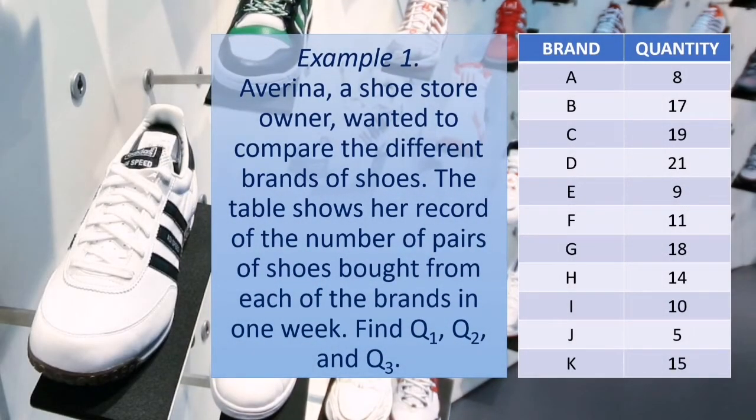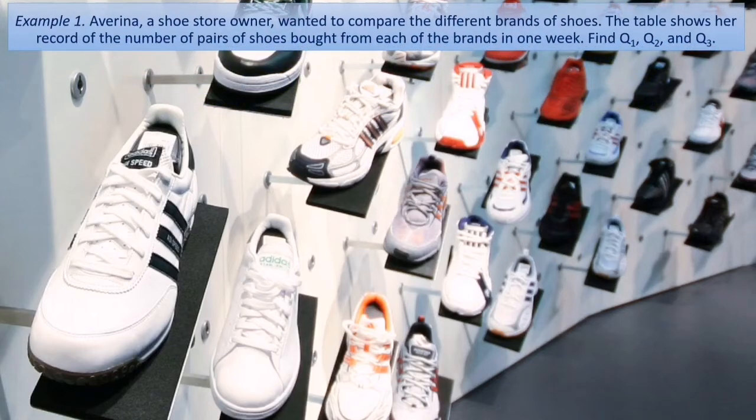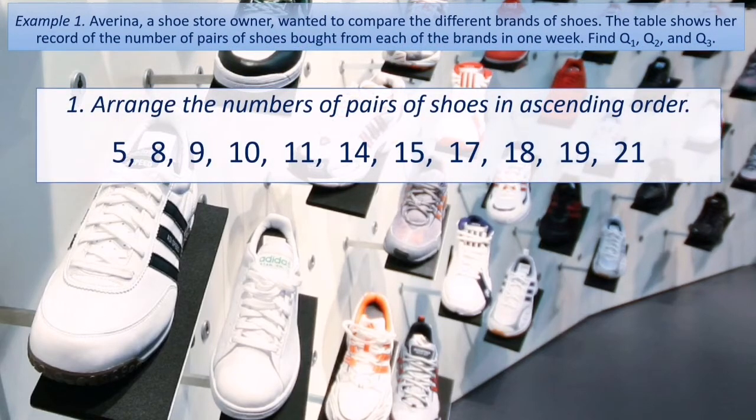Example number 1. Averina, a shoe store owner, wanted to compare the different brands of shoes. The table shows her record of the number of pairs of shoes bought from each of the brands in 1 week. Find the first quartile, the second quartile, and the third quartile. First, arrange the numbers of pairs of shoes in ascending order. So we have 5, 8, 9, 10, 11, 14, 15, 17, 18, 19, and 21.